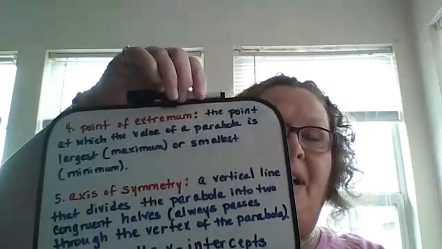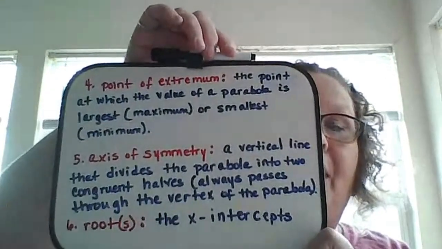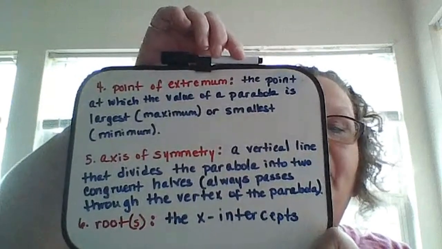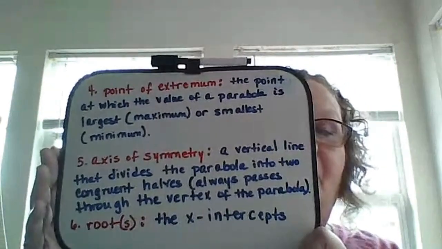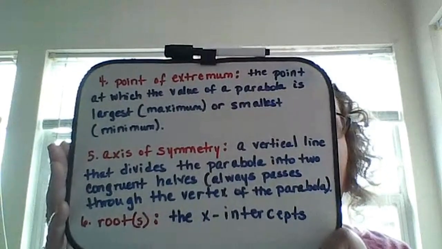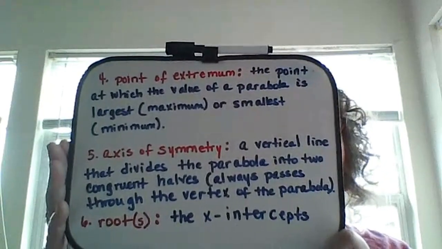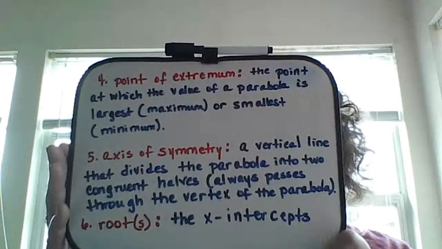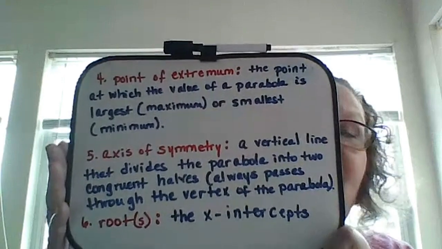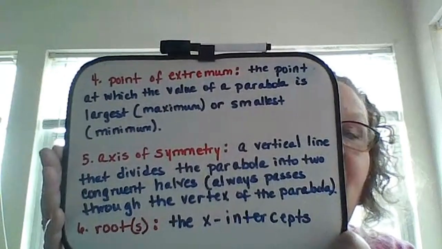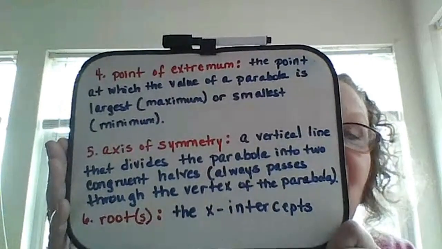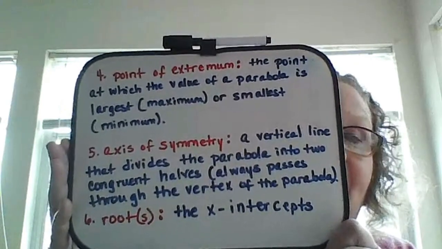The next feature of a quadratic function is called the point of extremum. It's the point at which the value of a parabola is the largest or the smallest. So this is the maximum or the minimum, which if you think about it, the maximum is the vertex and the minimum is the vertex, just depending on whether your graph opens upward or downward. So your point of extremum is your vertex. Just a fancy term for vertex.